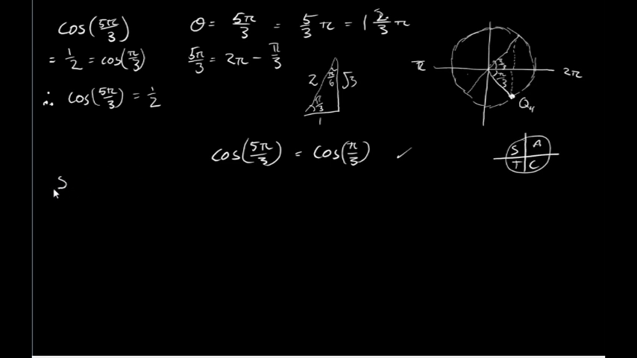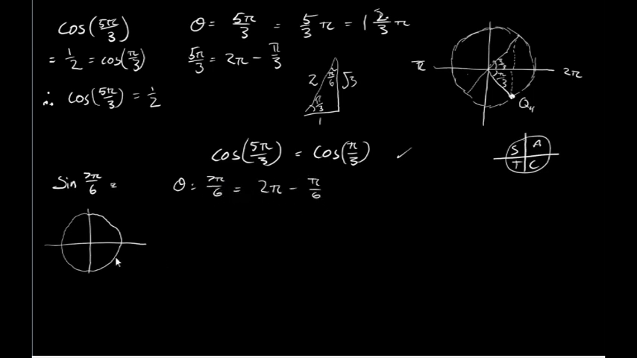The next example is sine of 7 pi over 6. Similar to what we've just done there. Alright, I've got 7 pi on 6. Well, that's the same as 2 pi take pi on 6. And pi on 6 is roughly, hopefully you can see that, pi on 6. And that's the same as the symmetry property of reflection in the horizontal.